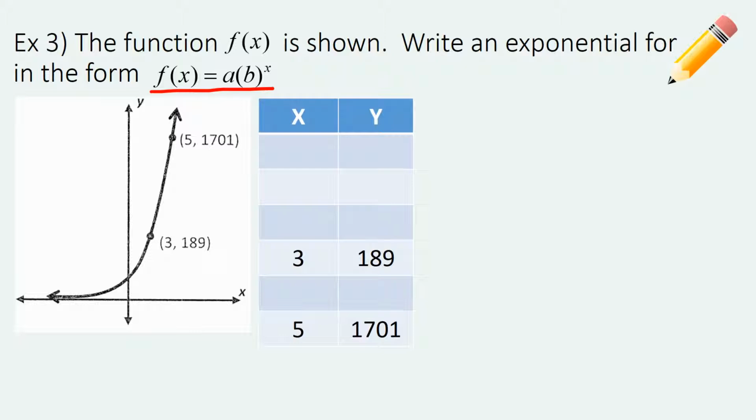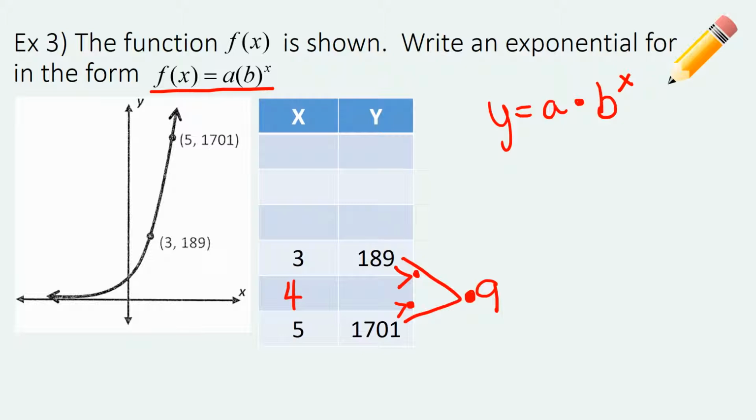So if I take 1,701 and divide it by 189, I get back 9. So to get from the input of 3 to the input of 5, I'm multiplying by a value of 9. But that doesn't help me. I want to figure out how I get from 3 to 4 or from 4 to 5. So I have to figure out what I'm multiplying by here to figure out what my B value is. Because I need my A value, my starting value, and my growth factor.